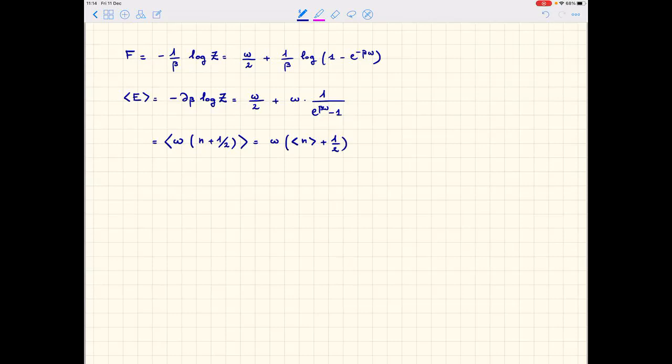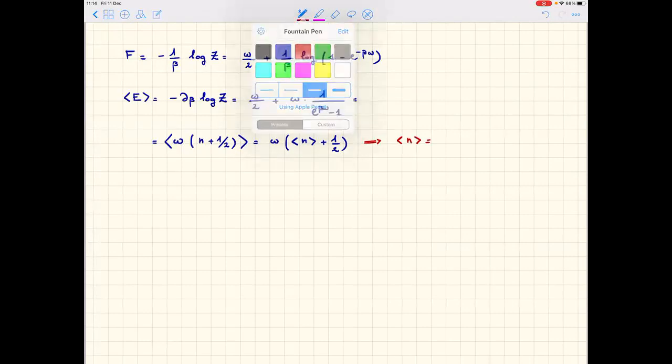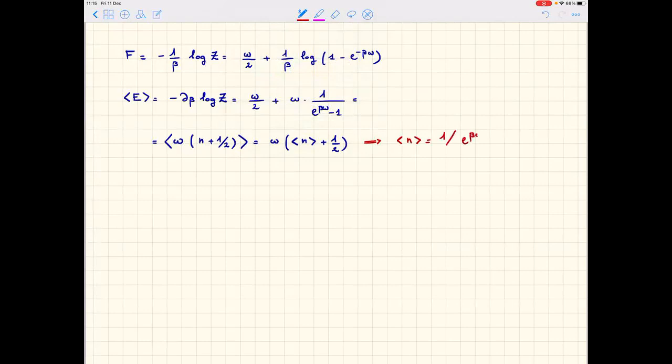So this has to be equal to this. And therefore, this formula implies that the average occupation of my harmonic oscillator modes, the average excitation number, is equal to 1 over e to the beta omega minus 1. Okay?